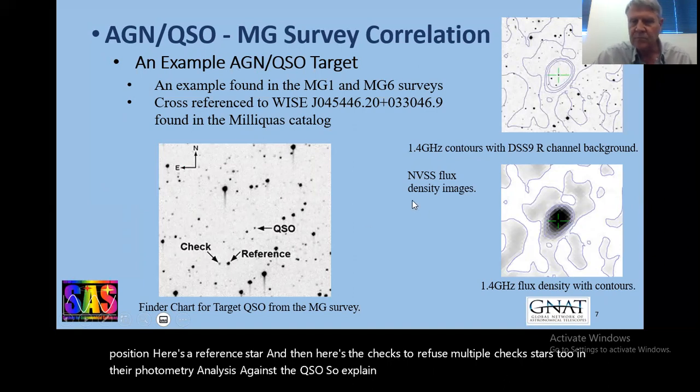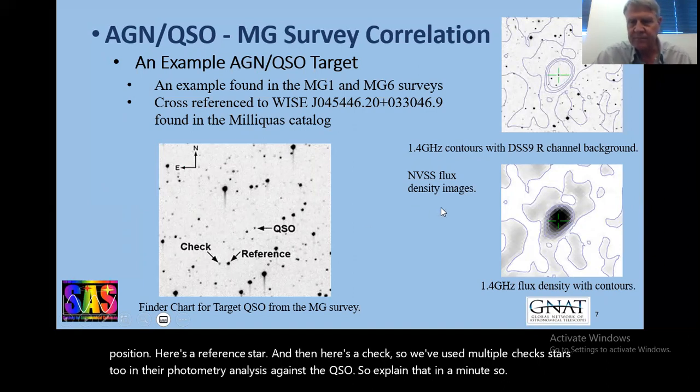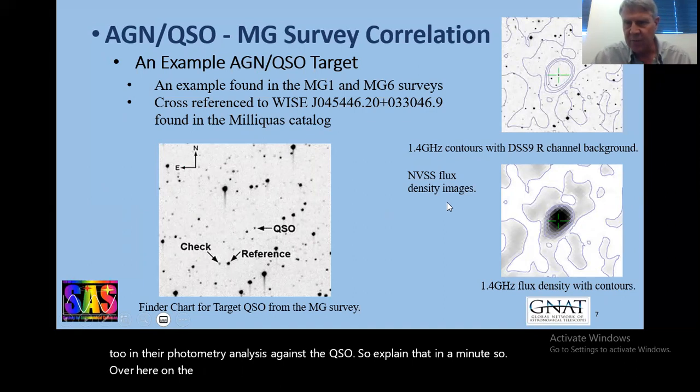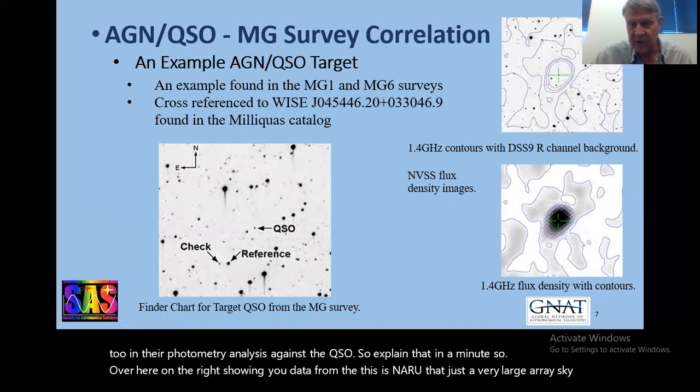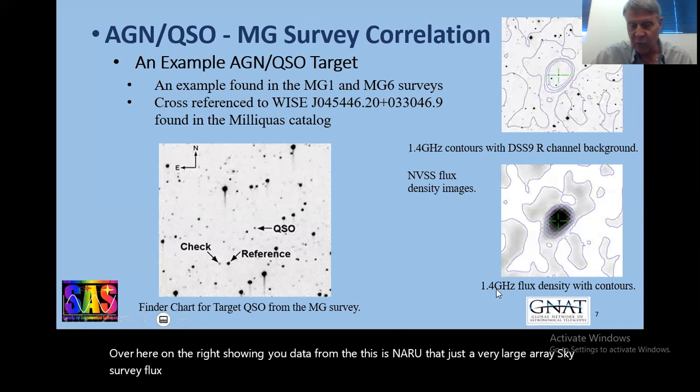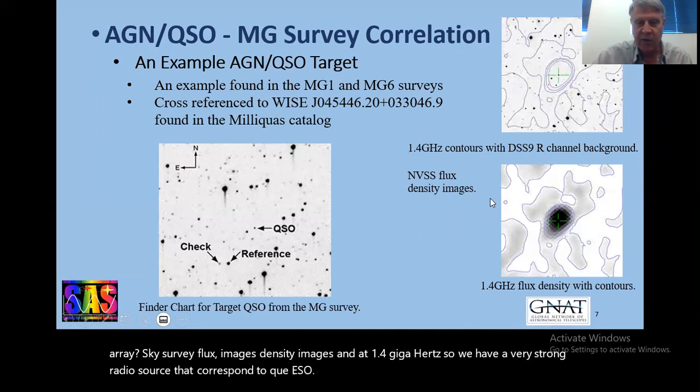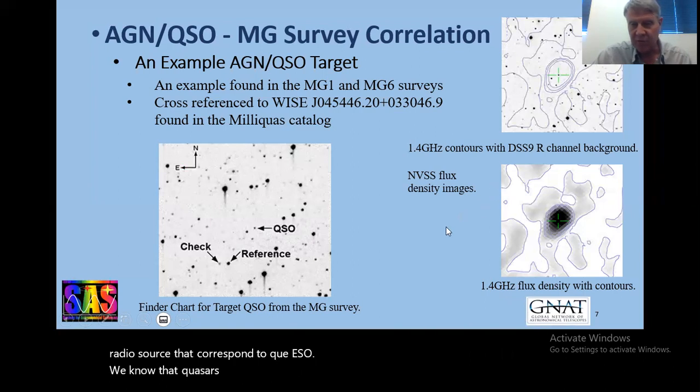Over here on the right is data from the Very Large Array Sky Survey, flux and density images at 1.4 gigahertz. We have a very strong radio source that corresponds to the QSO. We know that quasars are very strong radio sources. That's the way they were initially discovered.